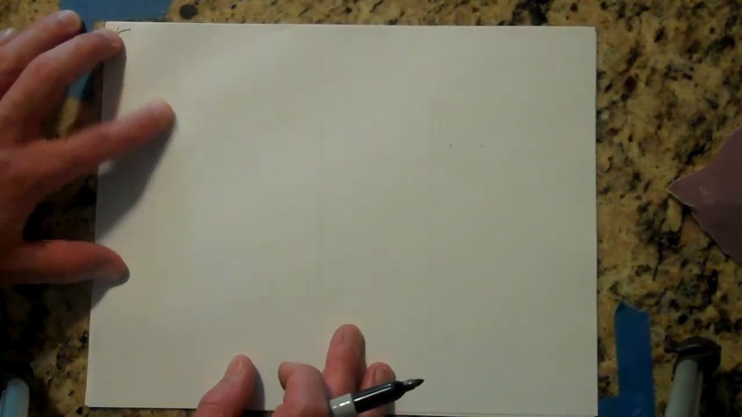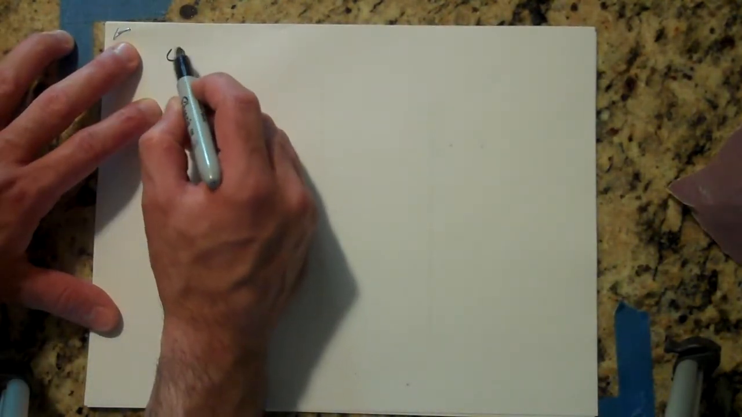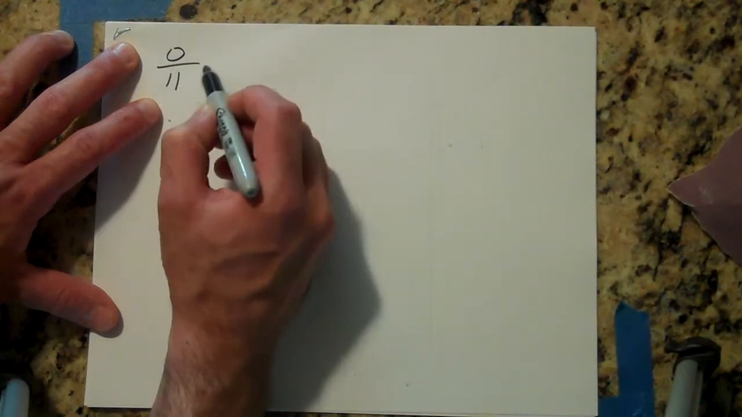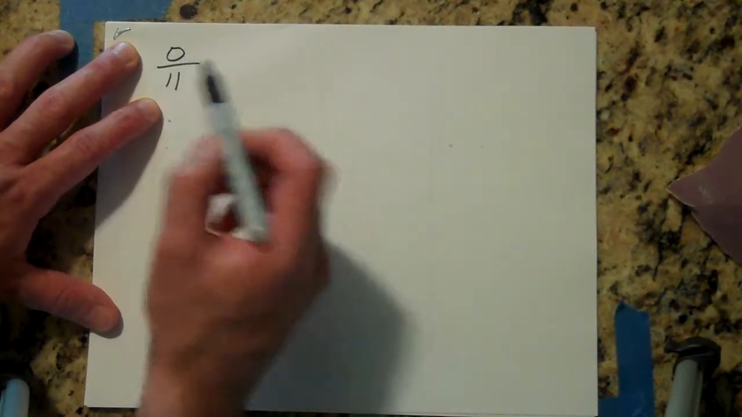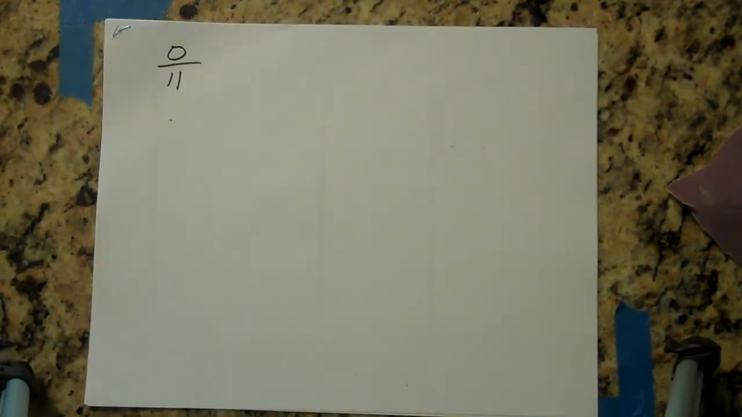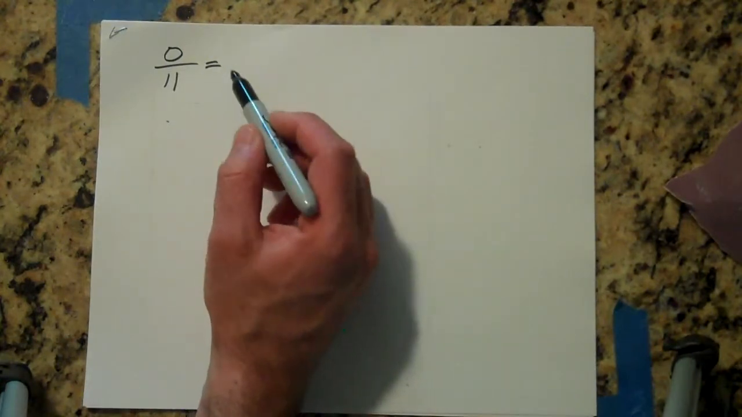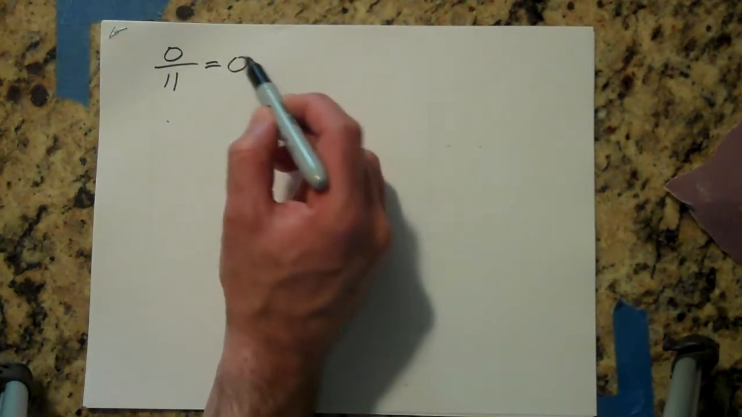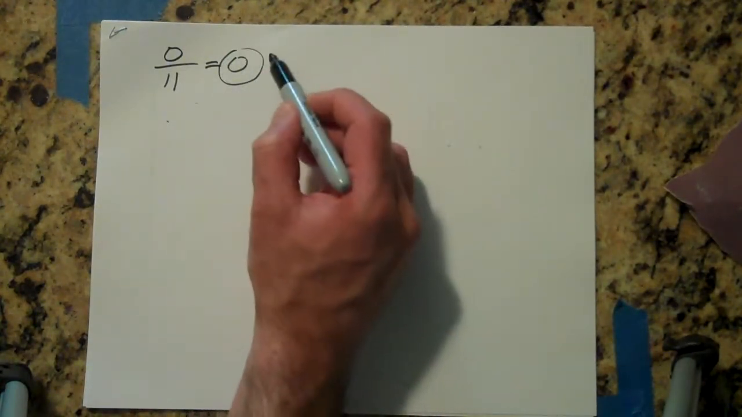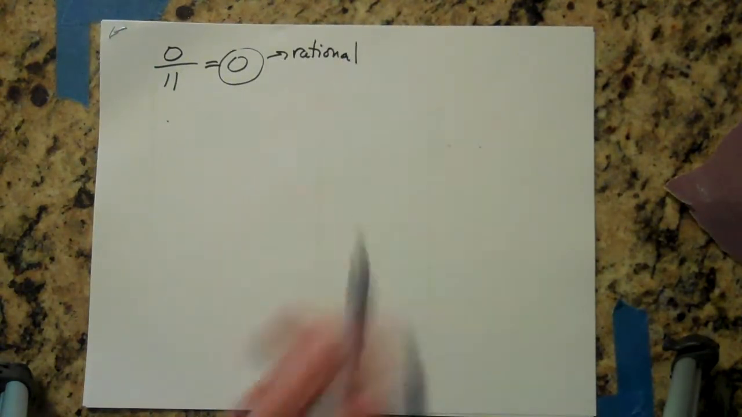Other examples. We can have 0 over 11. All right? 0 is an integer. It's in the set of integers. 11 is an integer. It belongs to the set of integers. 0 divided by anything is just 0. So that means that 0 is rational. All right?